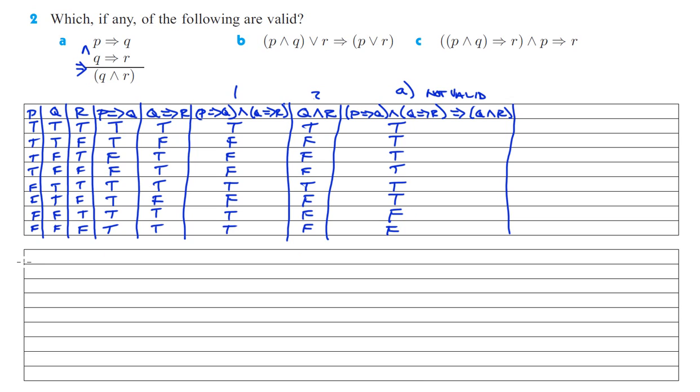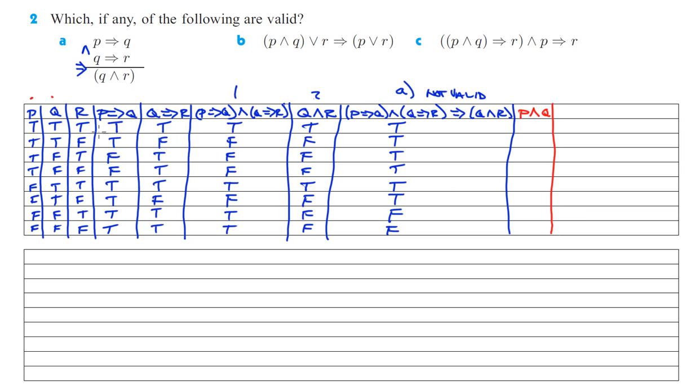Let's see. So we've got P and Q. Have we done that up here anywhere? No, we haven't. So let's do that. You know what? Let's just keep it going over here first. So let's do P and Q first. Okay, so we got P and Q.